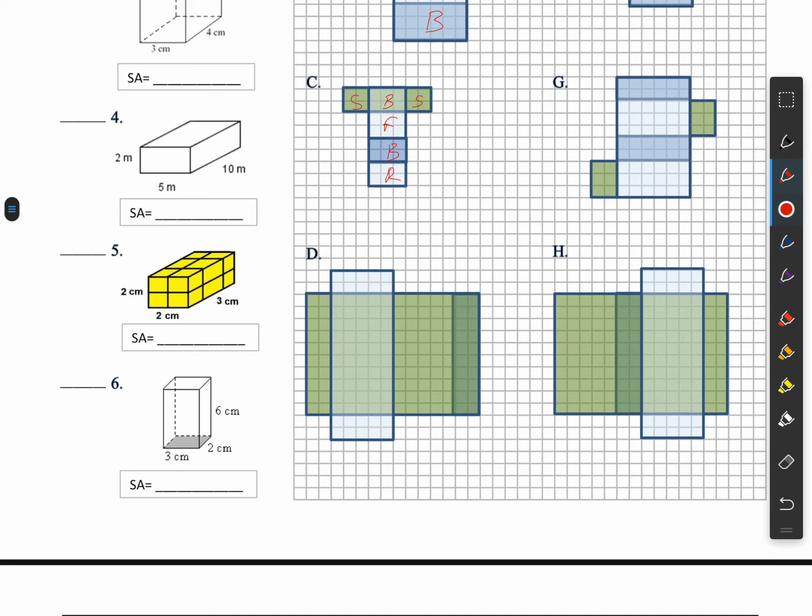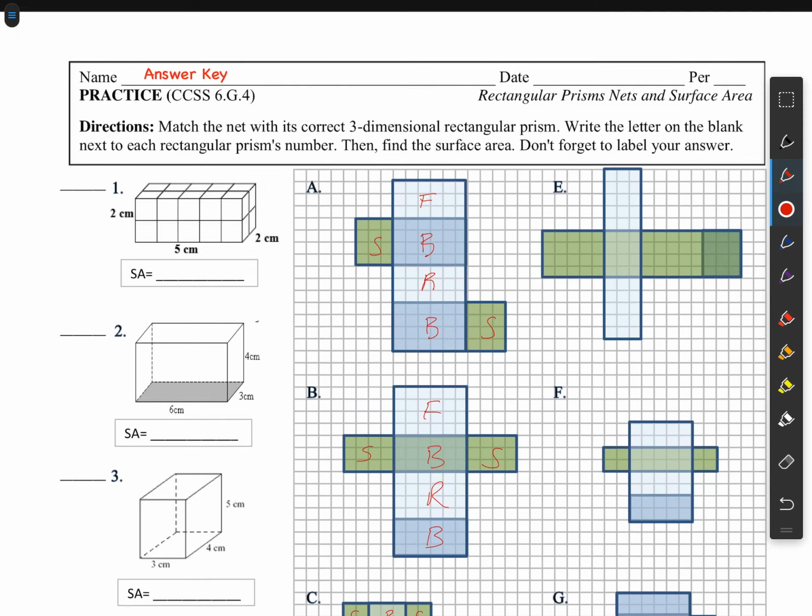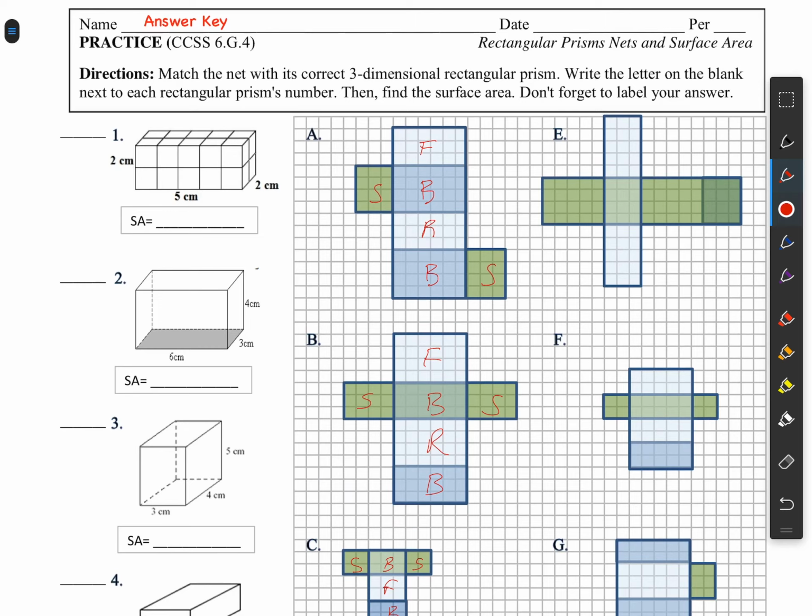Take a look at D. Now I start by looking at this and saying, okay, well, here's a base, but then the only side that matches it is right next to it. So this is not a rectangular prism at all. That's not the net for a rectangular prism. So we're just going to go ahead and eliminate that. We don't even need it. Makes things a little bit easier.